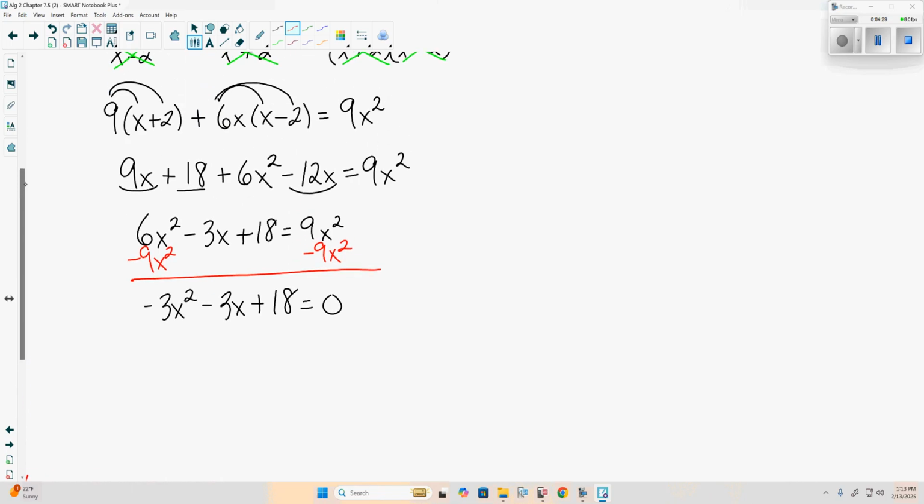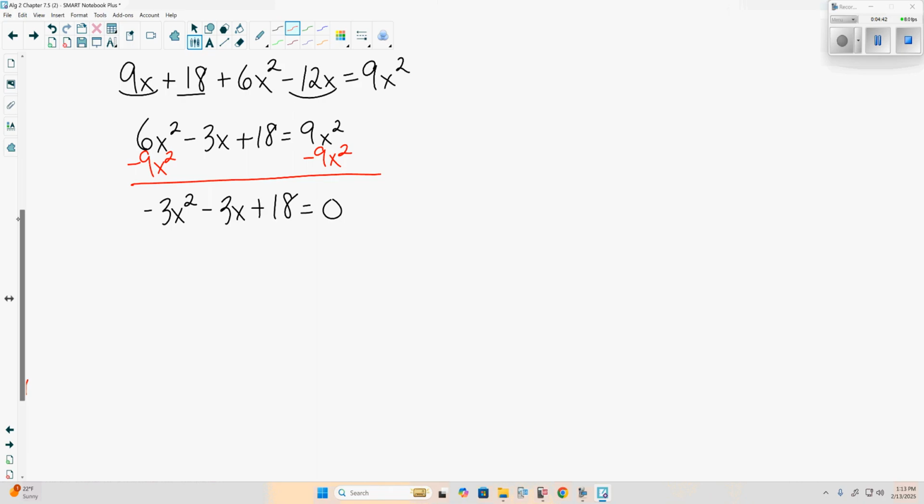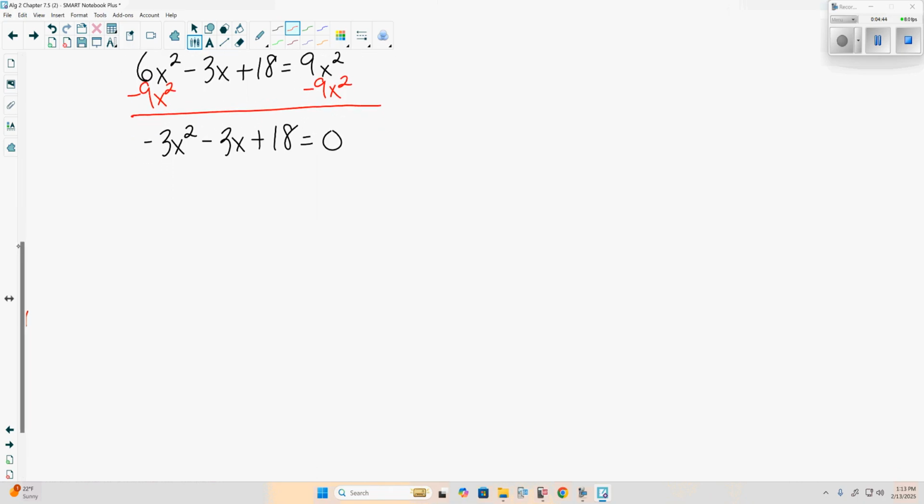Questions on any of this so far? Because again, the first main steps are to find our restrictions and then multiply through by those factors that are going to get the denominators to cancel. We do that. Now we simplify in here, and we get it equal to 0.